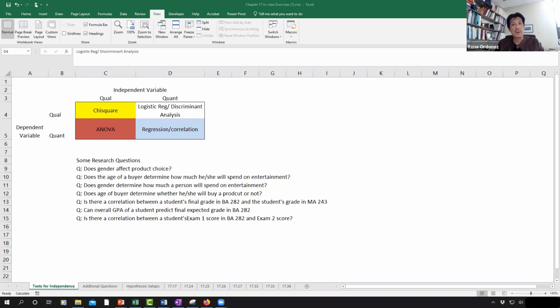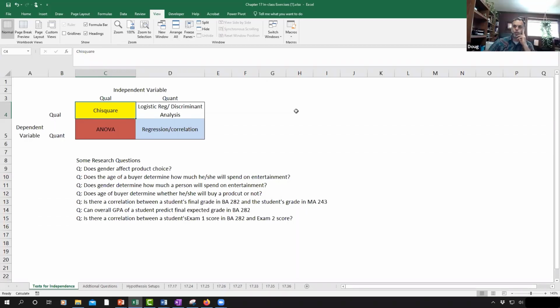So this week, our topic will be the chi-squared chapter, as you can see on your screen. Do you see the Excel worksheet where I have the test of independence matrix? Yes. Okay, good.